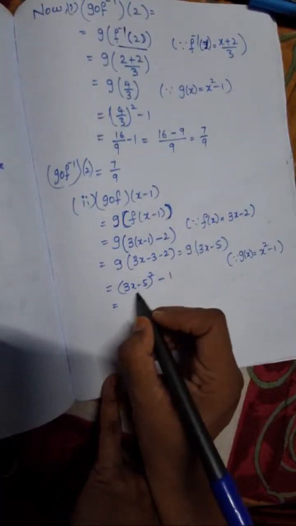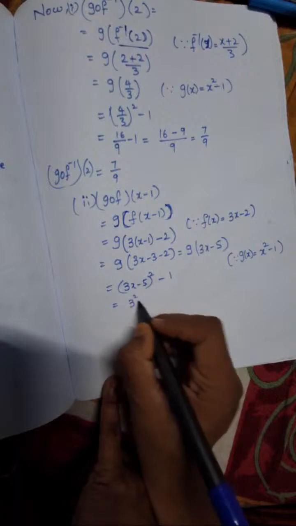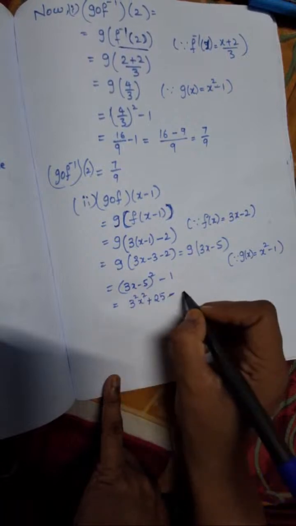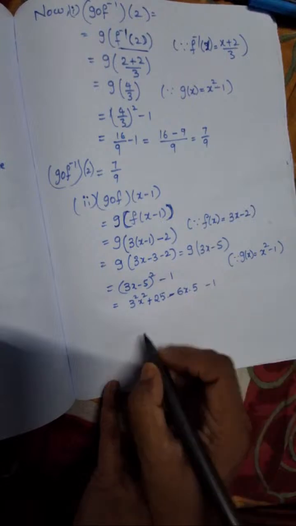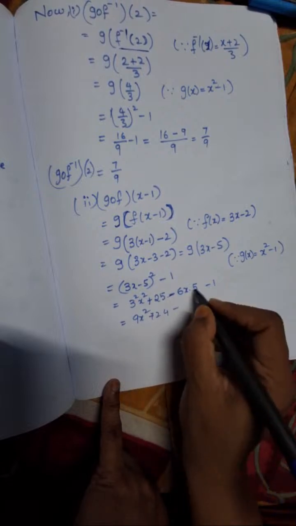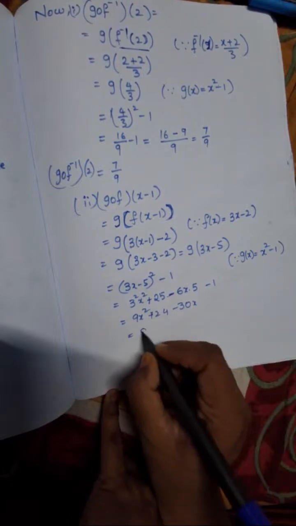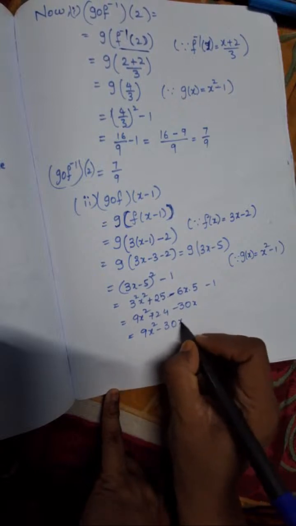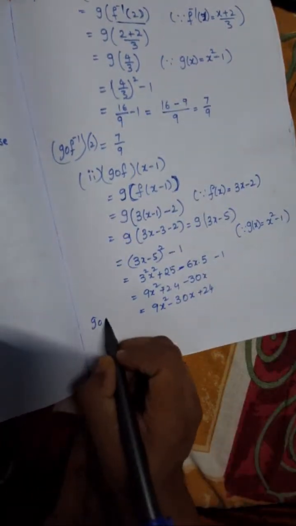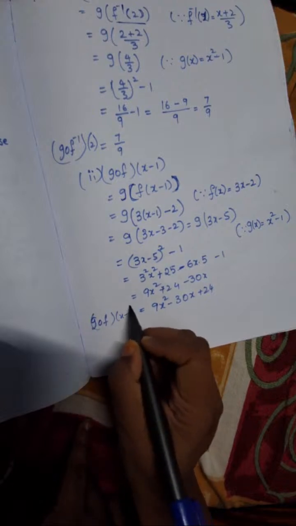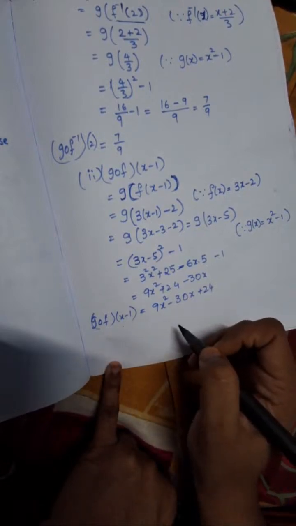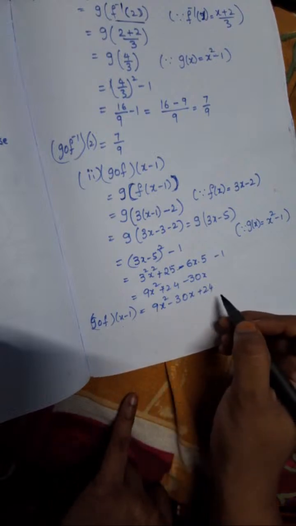3x minus 5 whole square means a minus b whole square: 3 square into x square plus 5 square, 25, minus 2 into 3x into 5, that is 30x, minus 1. This is 9x square plus 25 minus 1, which is 24, minus 30x. After simplifying we got plus 24. This is the equation we obtained for g circle f of x minus 1, which we were asked to find. We obtain this value in the algebraic form, like ax square plus bx plus c.